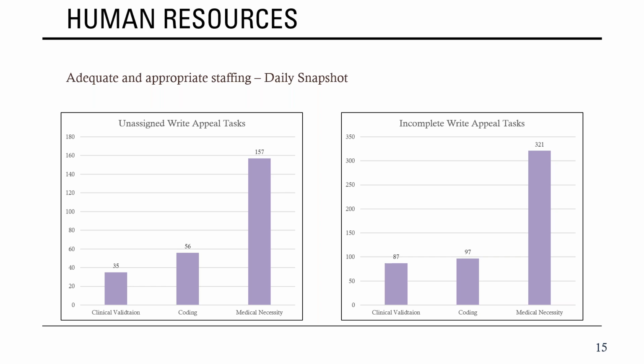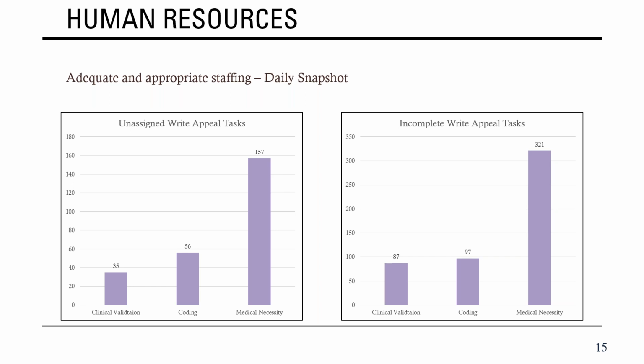So that's a number you should have in your head, or in one of your dashboards. If we can do 60 coding appeals in a day, I'm thinking we're looking pretty good. If we can do 75 clinical validation appeals in a day, I think we're doing pretty well. If we can do 100 medical necessity appeals in a day, we're not doing very well if we look at these daily snapshots.